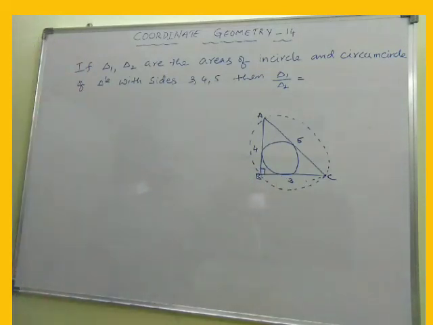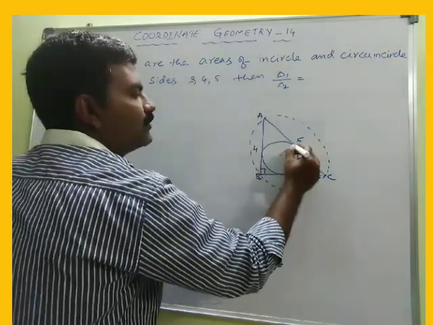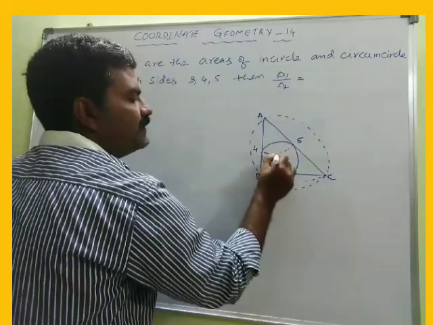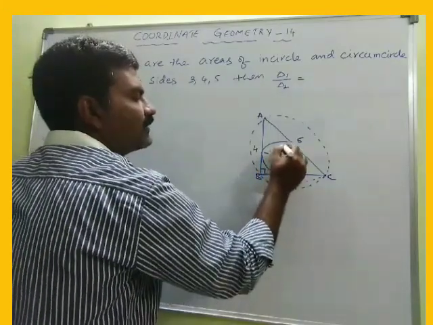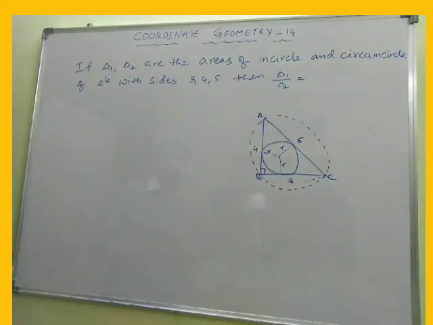Is a right angled triangle. Let it be the center. Now, this is nothing but small r, the radius of the incircle, I mean the inradius.